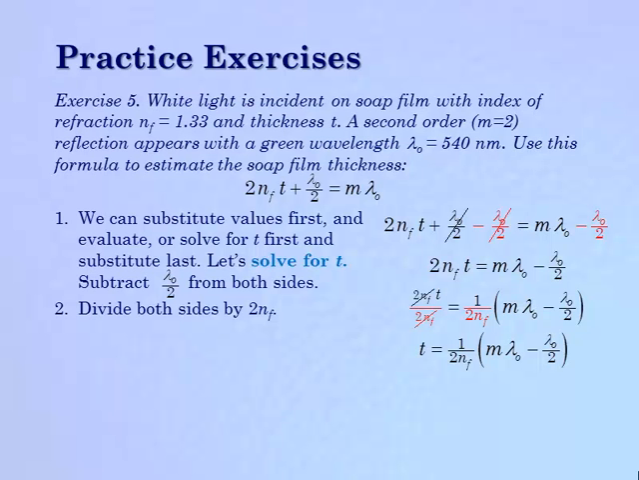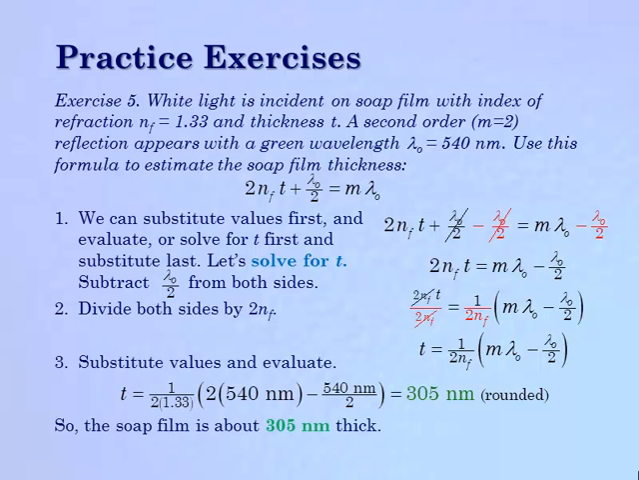So now we can substitute our values and evaluate. Substitute in n sub f, m, which is the second order, and lambda sub 0. And we've noted that we do the multiplications first, and then the divisions, and then subtract, and then divide. We end up with 3.0 nanometers, rounded.